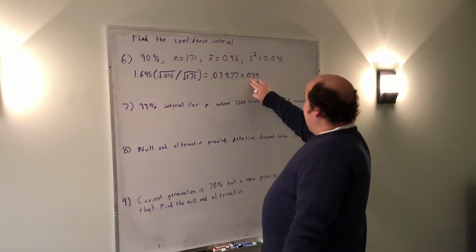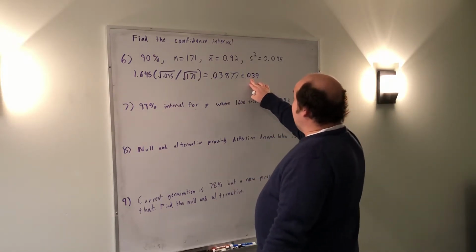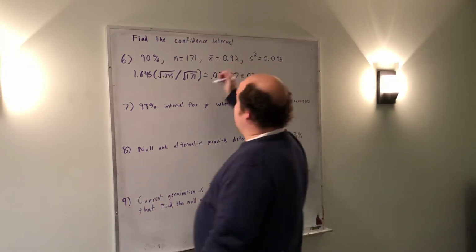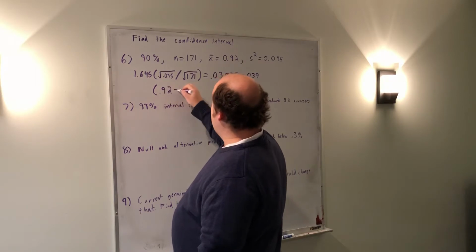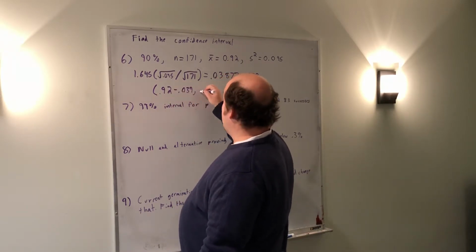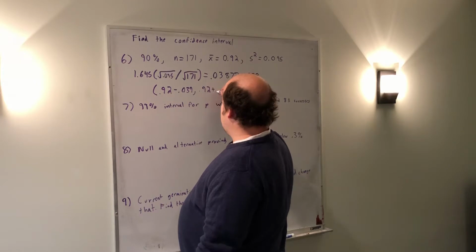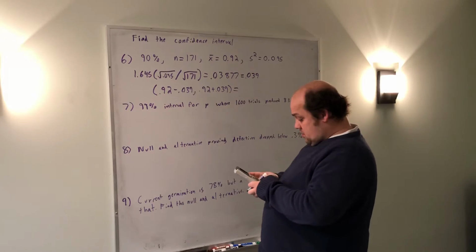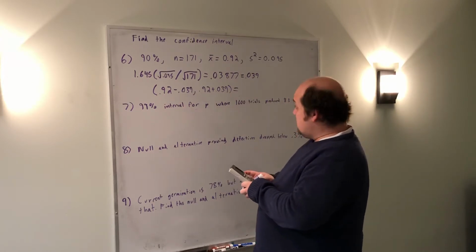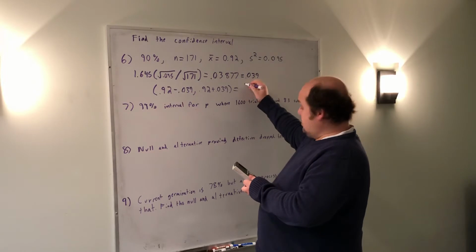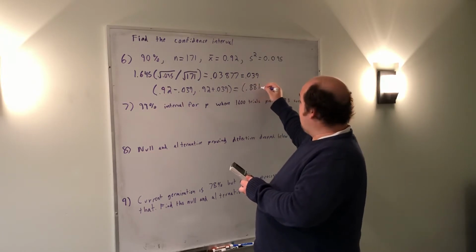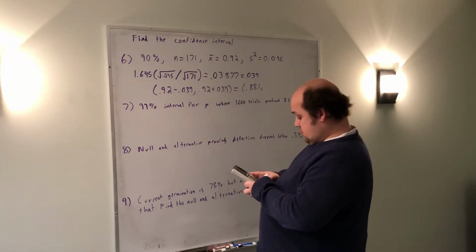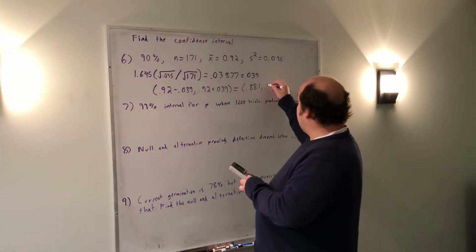From this 0.039, I know that's how far I'm going to move to the right and left off my x bar. My x bar up above was 0.92. So I'm going to take that 0.92 and subtract 0.039. I'm going to take that 0.92 and add 0.039. The end result is going to be a lower bound, which is 0.881, and an upper bound, which is 0.959.